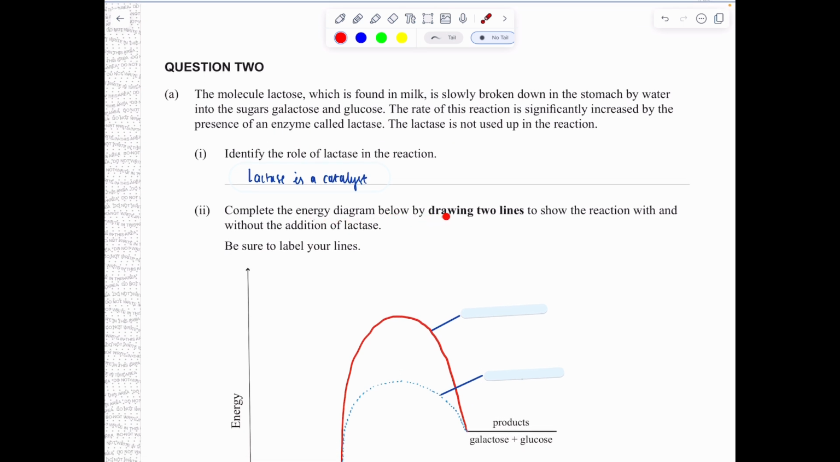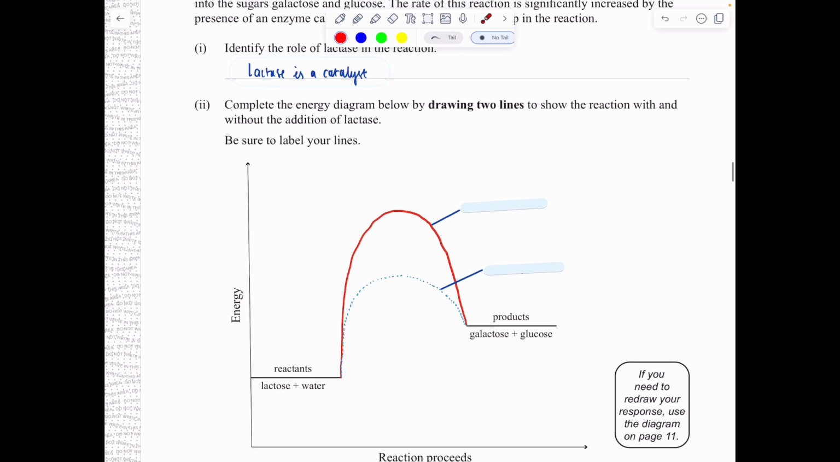Complete the energy diagram below by drawing 2 lines to show the reaction with and without the addition of lactase. So here I've gone ahead and drawn 2 different lines. This red line over here is showing how much energy is needed to form the products from reactants. Take a minute to test yourselves and see which one is the line that represents the involvement of lactase and without lactase.